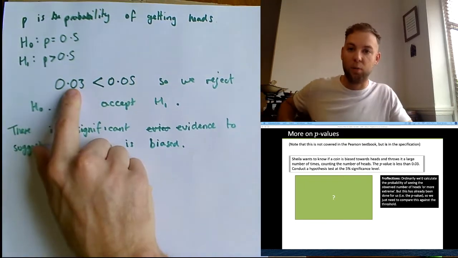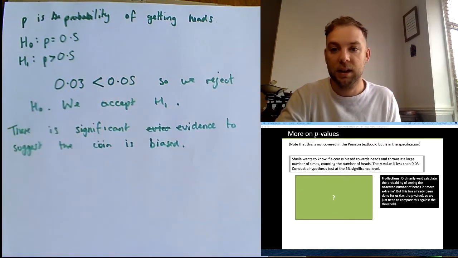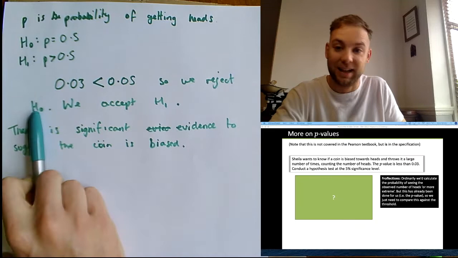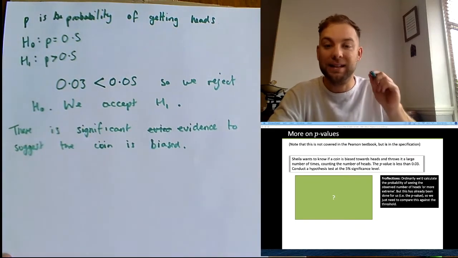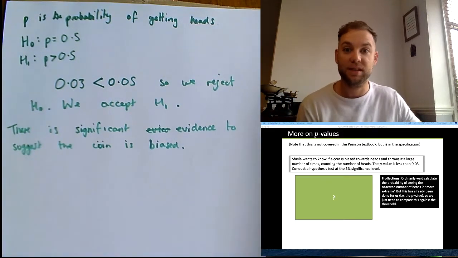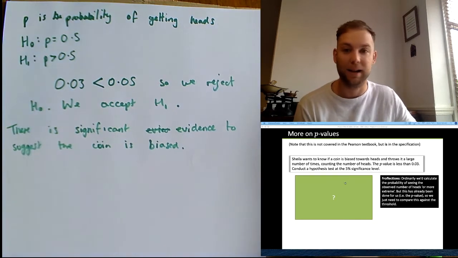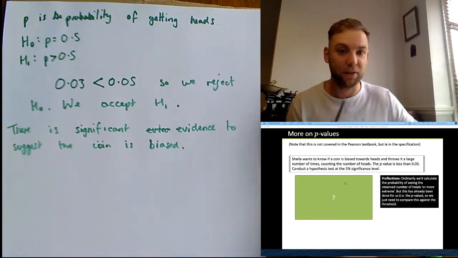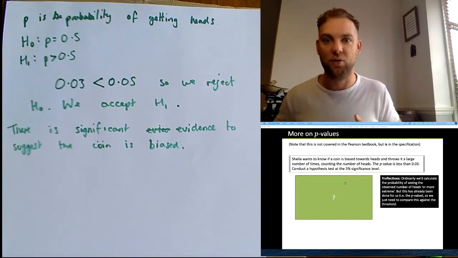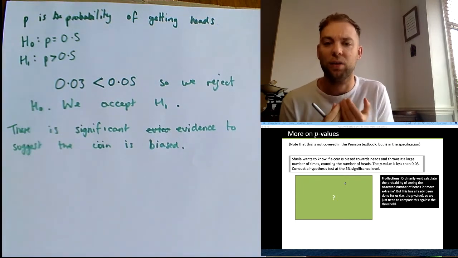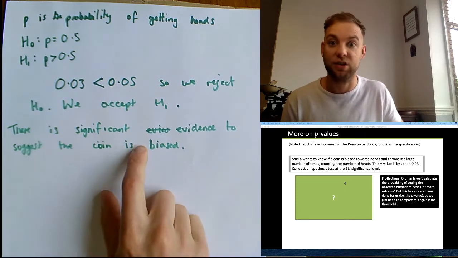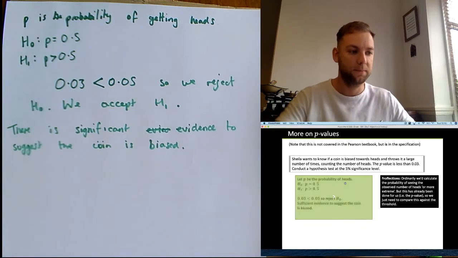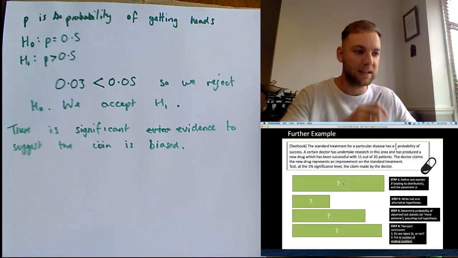We've got a really low probability from our experiments, so that means we can reject H0 and accept H1, which means there is significant evidence to suggest the coin is biased. Now, it doesn't actually mean that the coin is biased, okay? You just got to be careful of that, just saying that there's significant evidence. Because it's really, really unlikely to happen, there is a good chance that this coin is biased, okay? So let's have a look at another one of these.